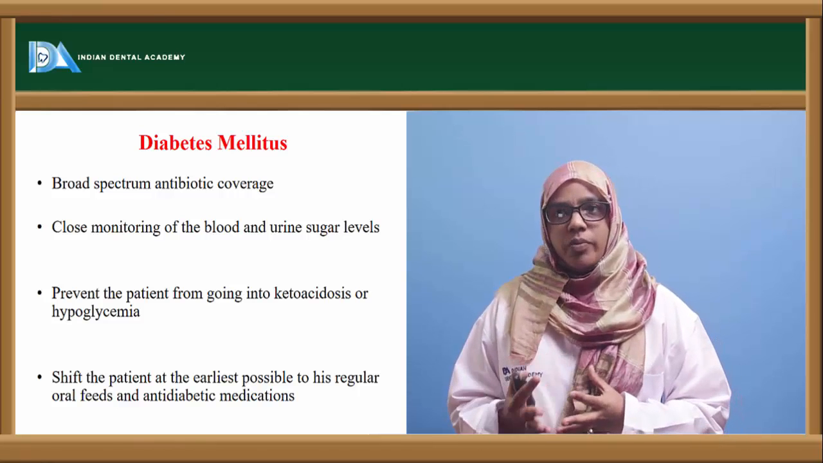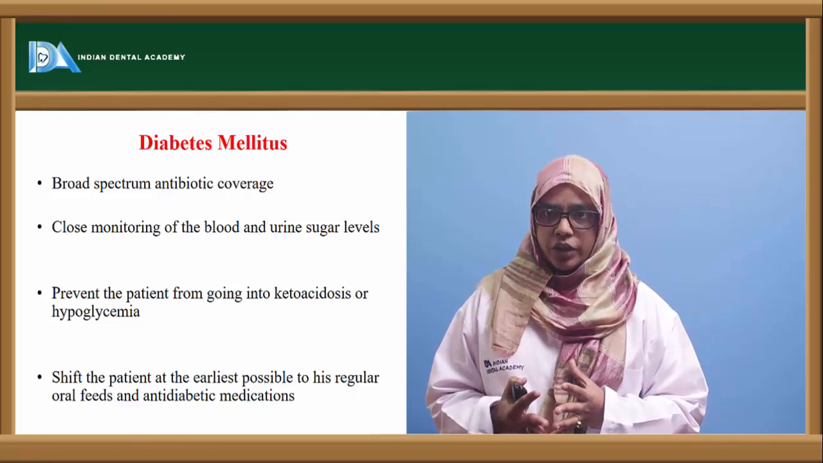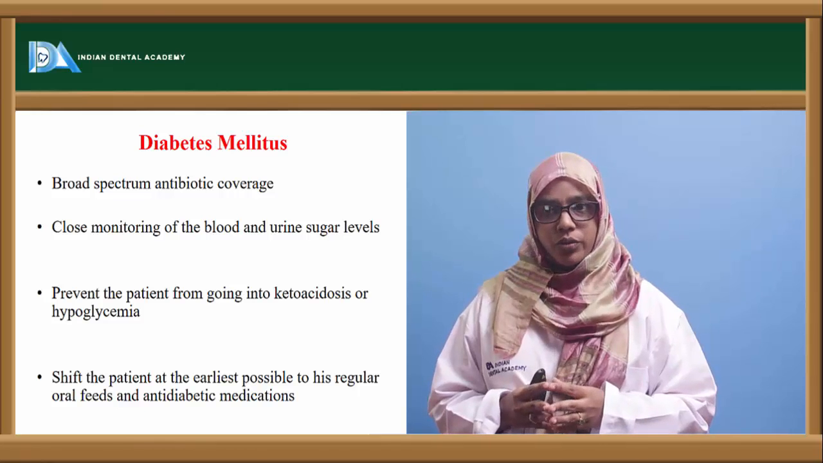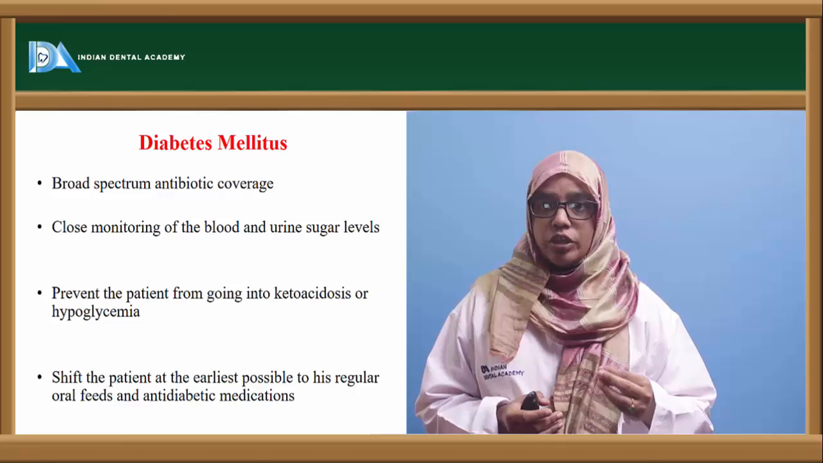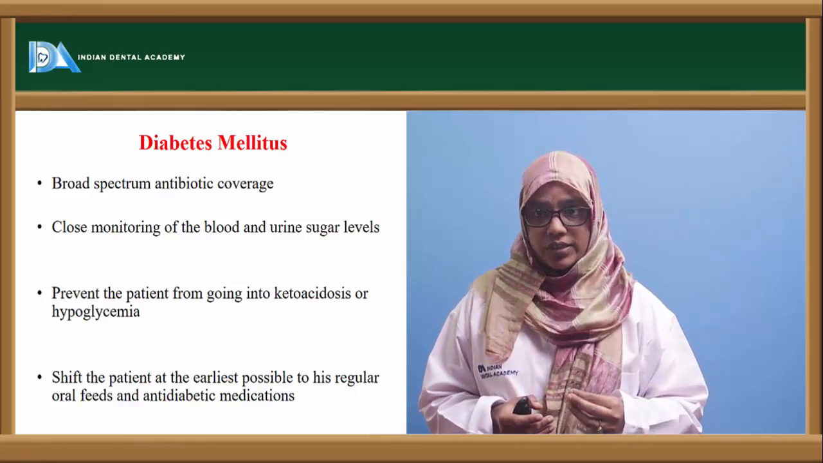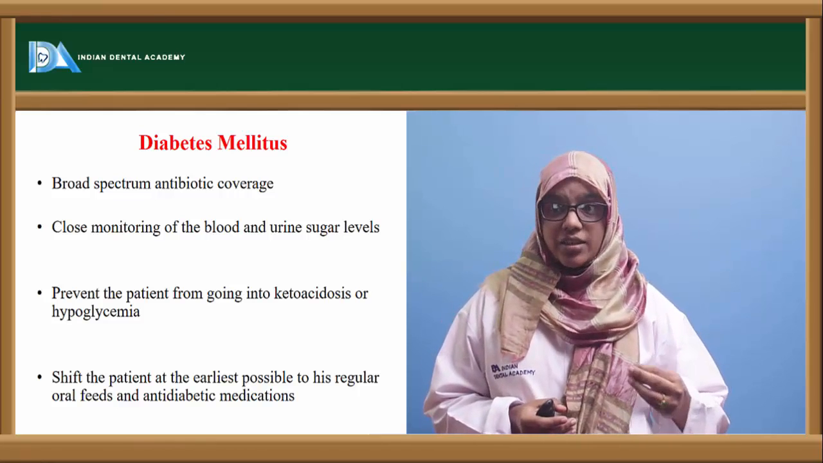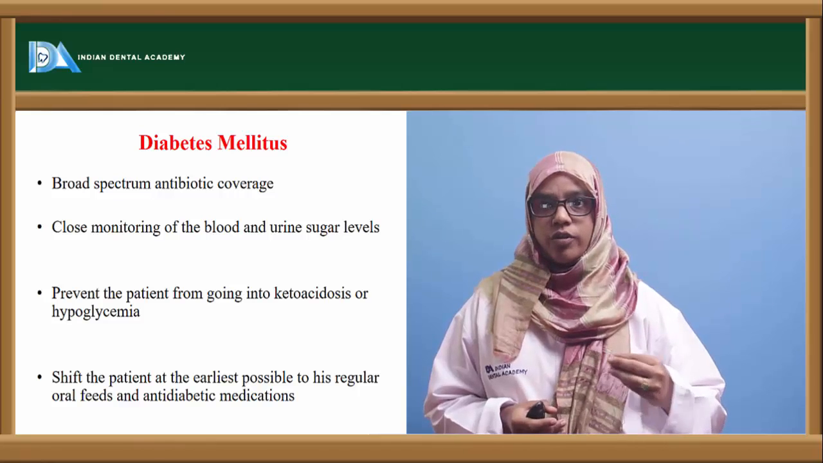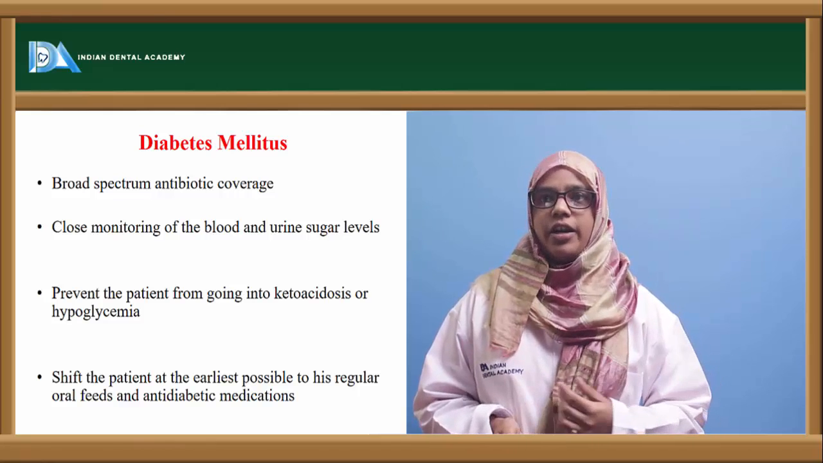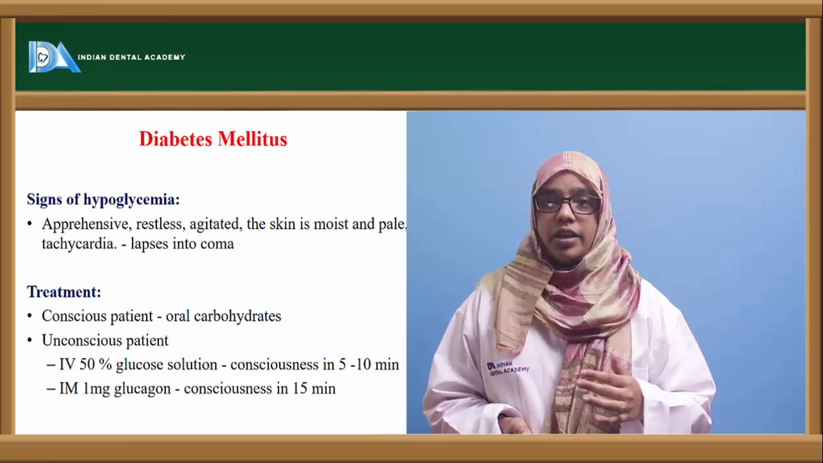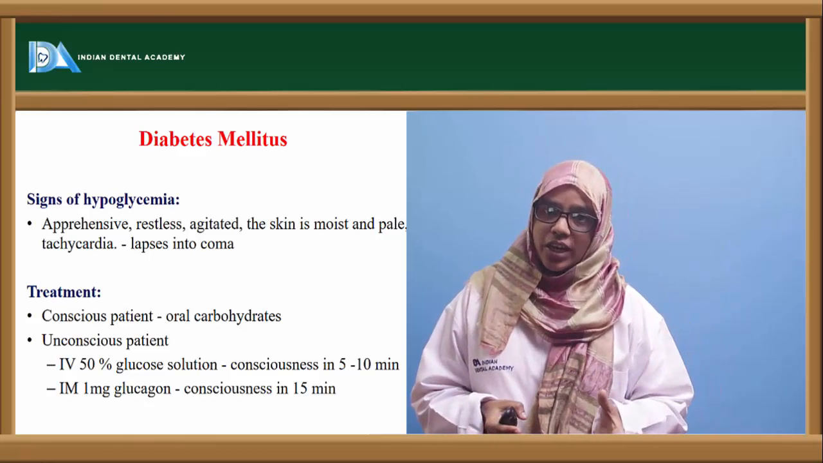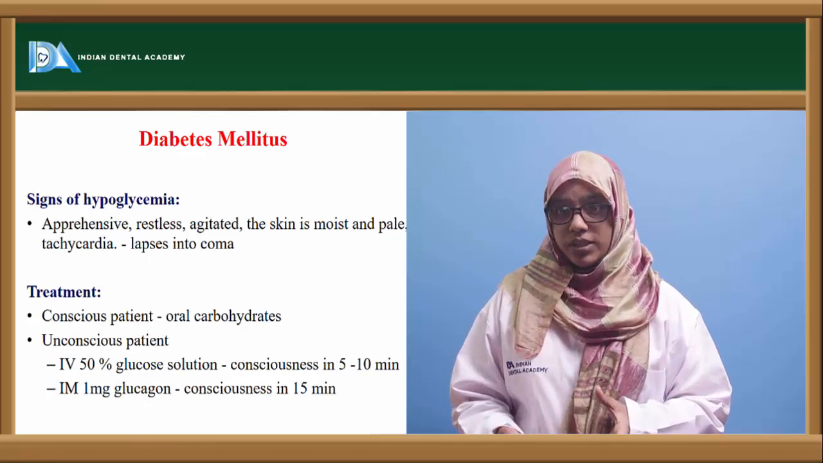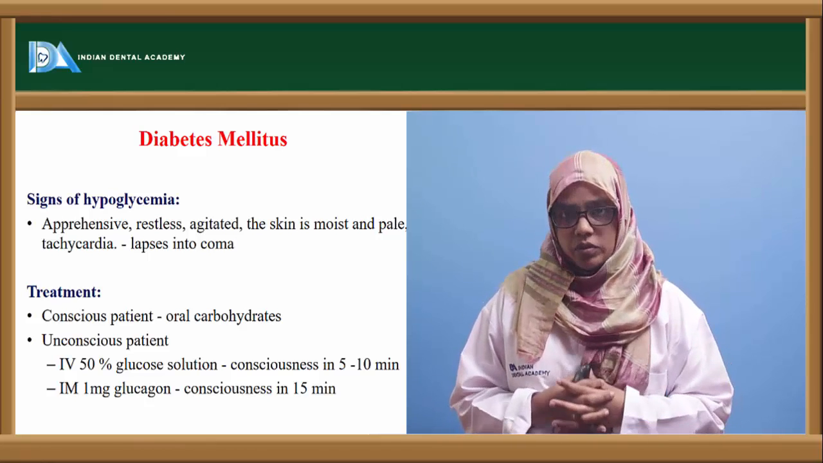Now give a broad spectrum antibiotic that will take care of the infection. Closely monitor the blood and urine sugar levels. Prevent the patient from going into ketoacidosis or hypoglycemia. Shift the patient as early as possible to regular oral feeds and oral hypoglycemic. The main problem that arises in diabetic patients is hypoglycemia. Episodes can occur. What are the signs and symptoms of it?